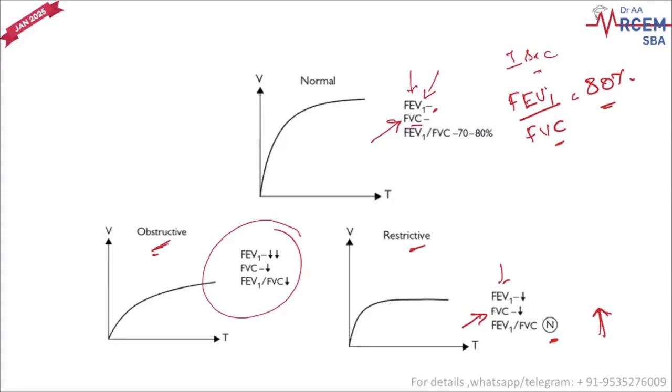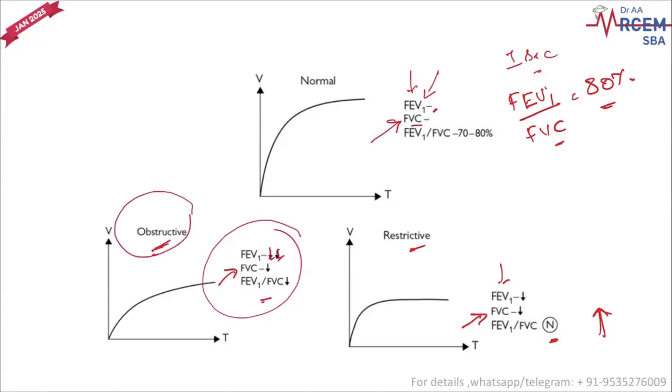In obstructive airway diseases, FEV1 decreases much more compared to that of the forced vital capacity. That's why the overall ratio will be on the lower side. This differentiation is usually done by the pulmonologist rather than in the emergency department.